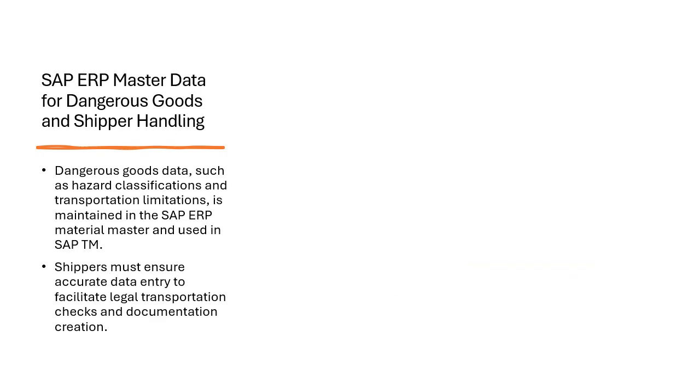And next is the SAP ERP master data for dangerous goods and shipping handling. SAP ERP manages the master data for dangerous goods within the material master record, which also includes data like hazardous material. This data is very important to ensure compliance with dangerous goods regulations, and is also used to inform the shipping process within SAP TM.